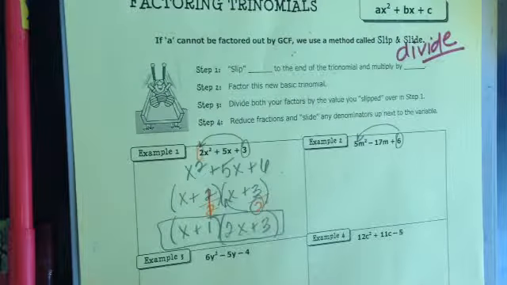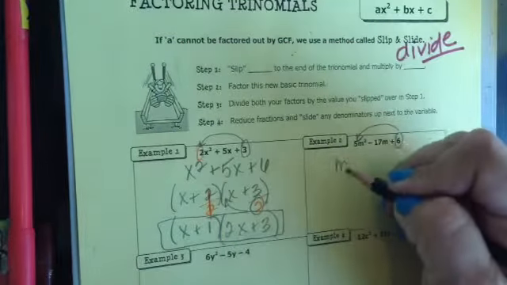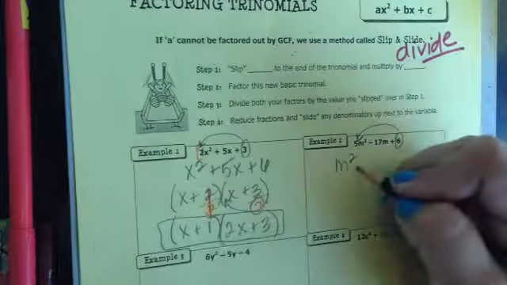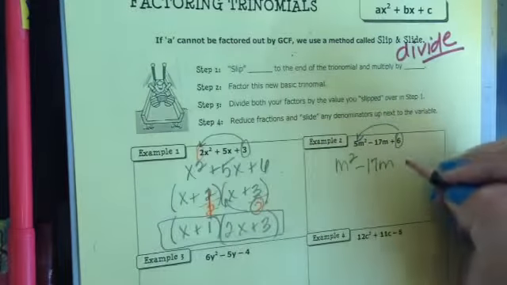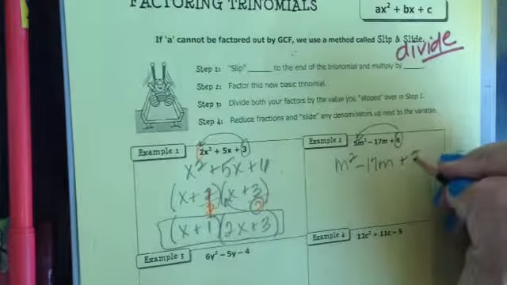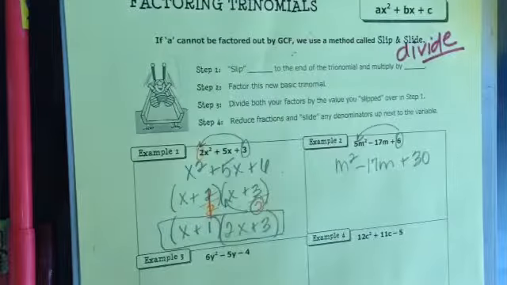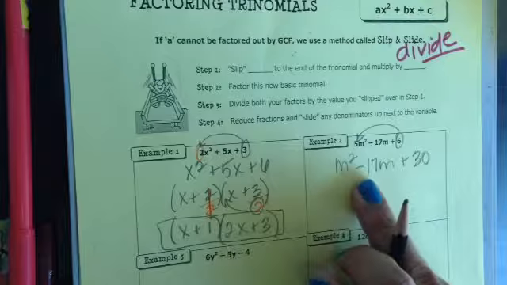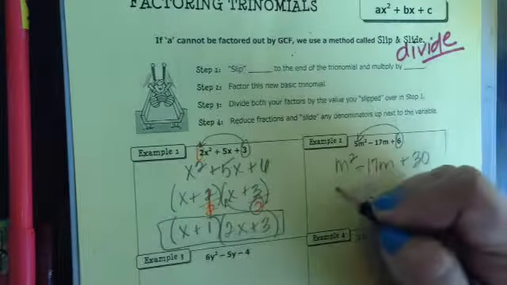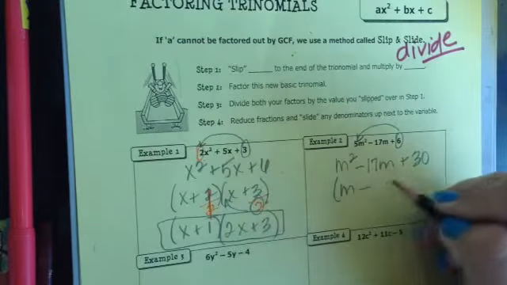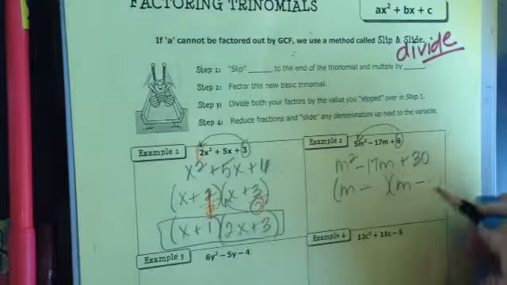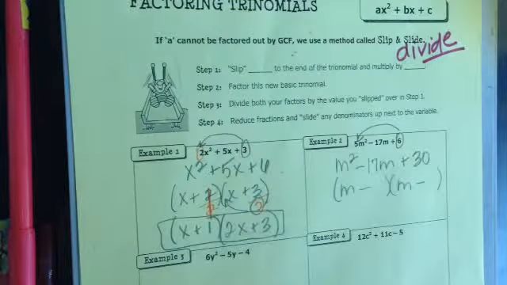So take my 6, slide it over here. My new trinomial is going to be m squared minus 17m plus what? 30. Okay? So here I am. This is going to be a minus minus. 6 to the 5. Why wouldn't we just put the 5 to the 6? I don't understand. I feel like that's backwards.